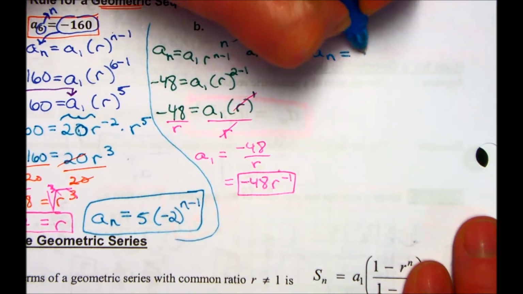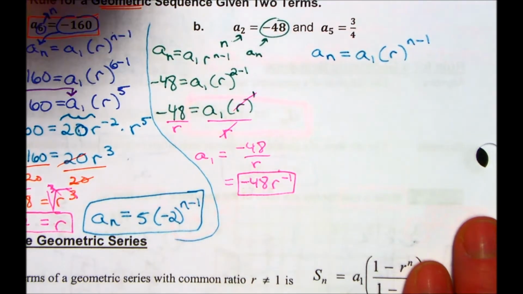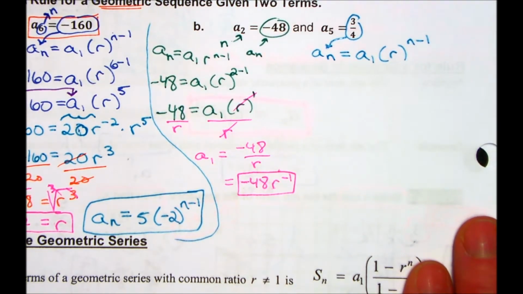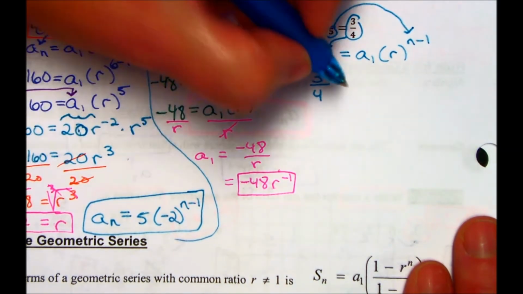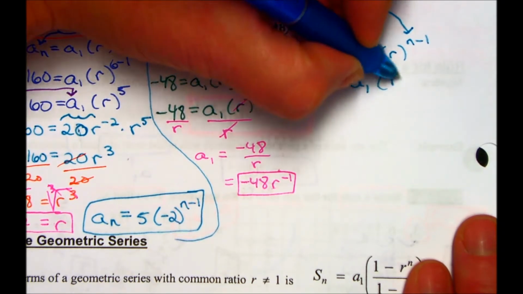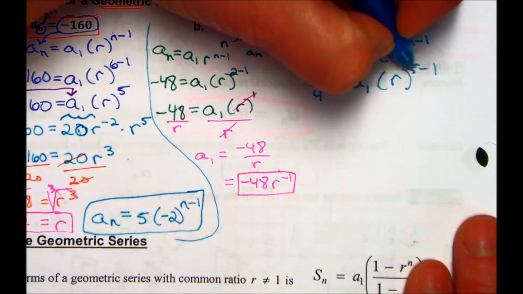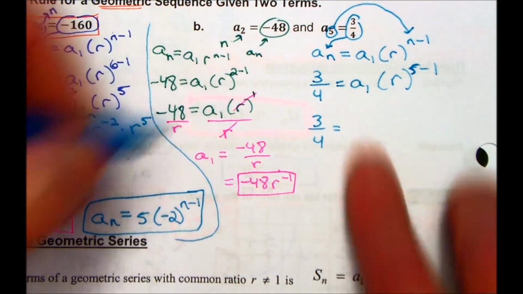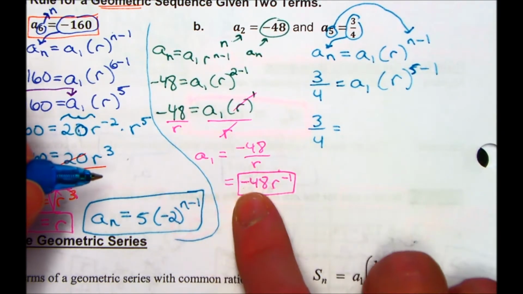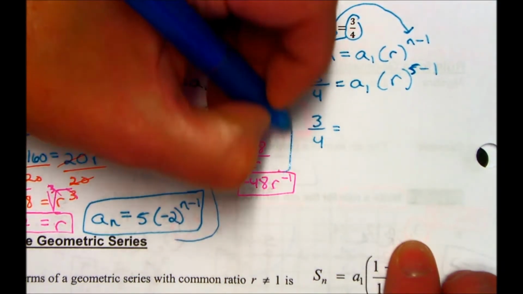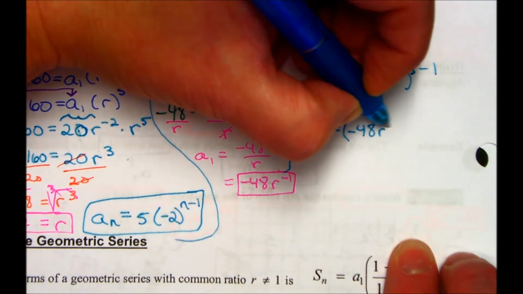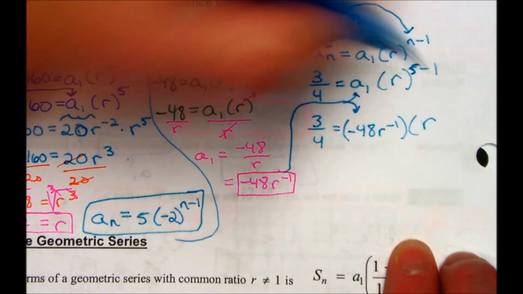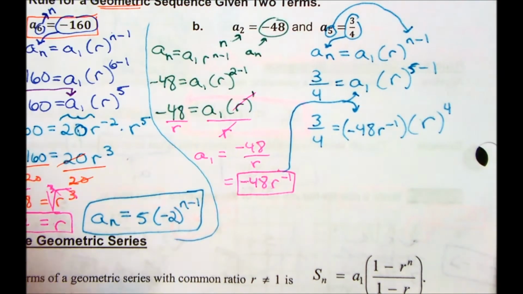Again, my formula a sub n equals a sub 1 times r to the n minus 1. But the 3/4 is what I'm going to substitute for my a sub n. The 5 is going to be my n. So plugging those values in, I get 3/4 equals a sub 1 times r to the 5 minus 1 power, or 3/4 equals, and at this point I've already got my expression for a sub 1, so I can substitute that in right in this step here. Negative 48 r to the negative first power times r, and then if I subtract the 5 minus 1, that's going to give me r to the 4th power.